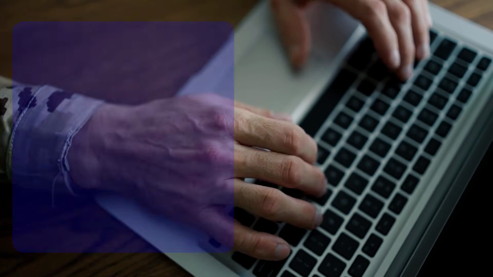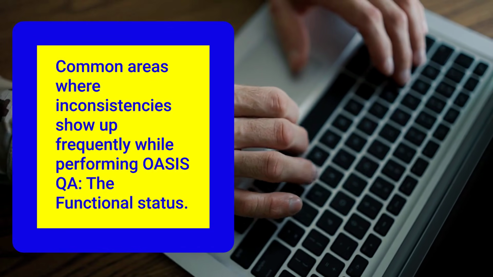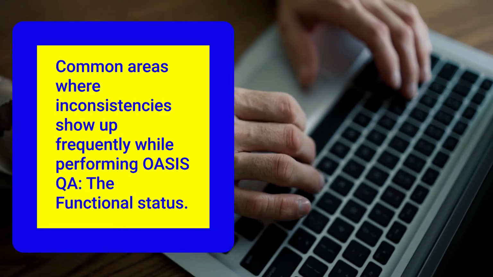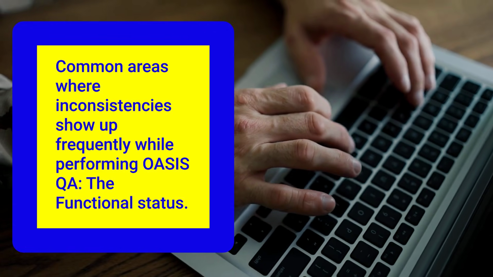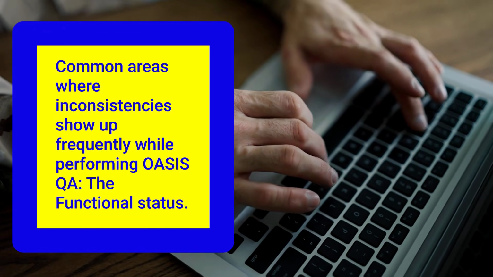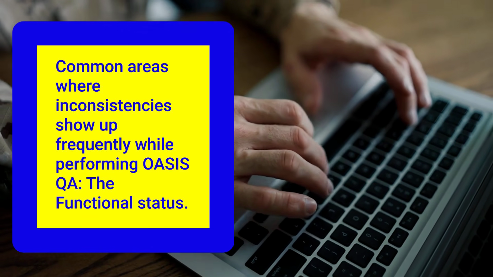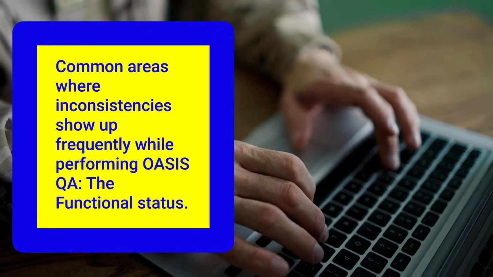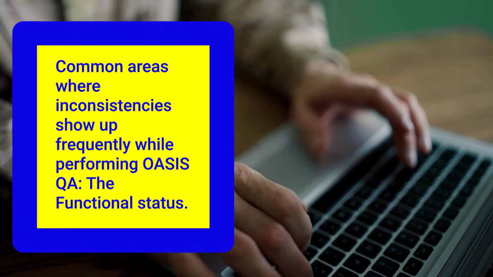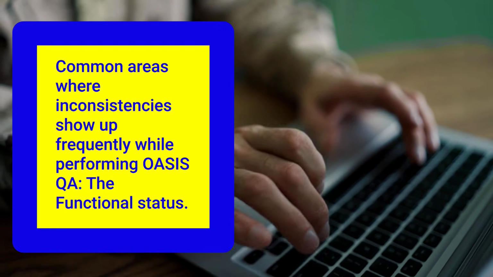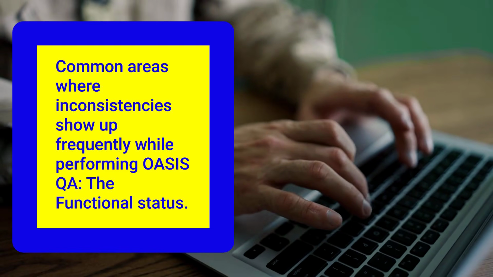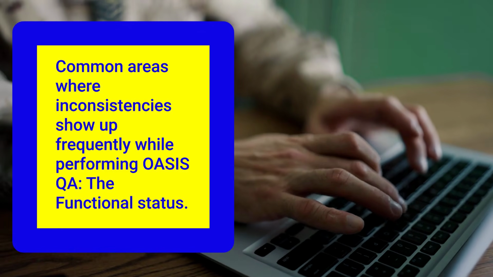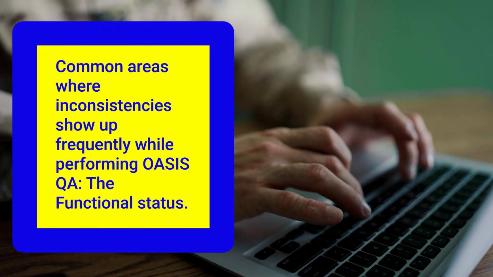In this next section, we'll focus on one of the most common areas where inconsistencies show up frequently while performing OASIS QA: the functional status. The goal is to make sure what's documented in the functional assessment sections of the OASIS is consistent, in alignment, and actually matches the patient's real clinical picture and documentation throughout the OASIS. This protects your agency from denials, ensures compliance, and most importantly, supports accurate care planning for the patient.